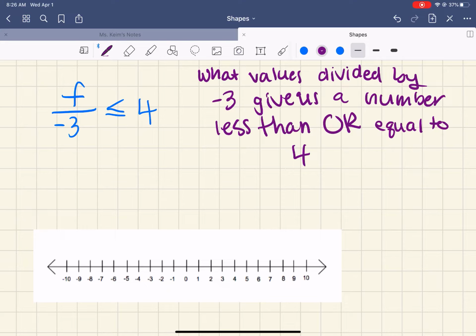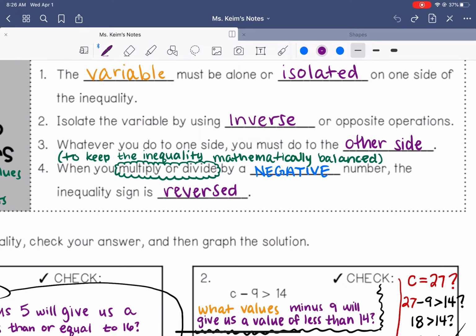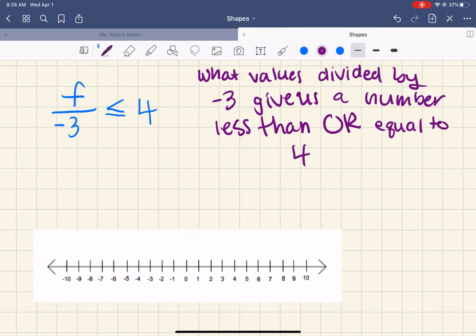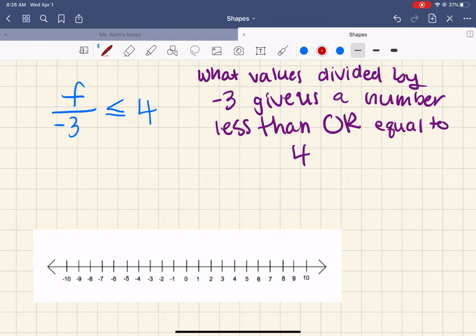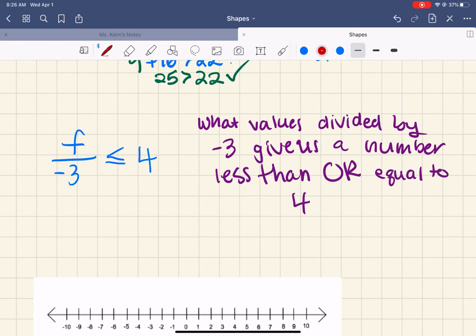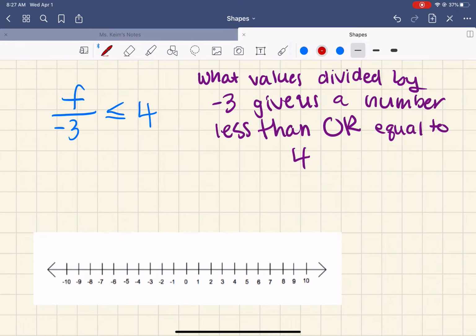It's different, first of all, because we're dealing with multiplication or division. But here is the one stipulation. Remember, we said if we multiply or divide by a negative number, the inequality sign is reversed. Okay, so if you look at this inequality, our goal here is still the same. We want to know what range of solutions will work. We want f by itself. So we need to use our inverse operations. Our inverse operation here is the opposite of dividing by -3. The opposite of dividing by -3 is to multiply by -3.